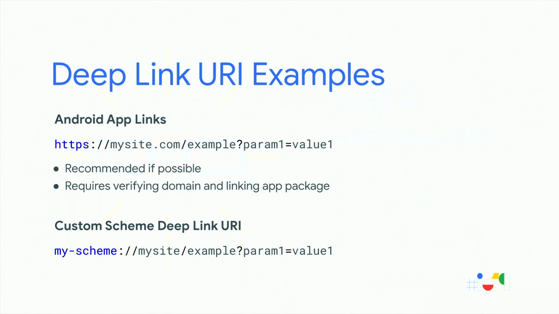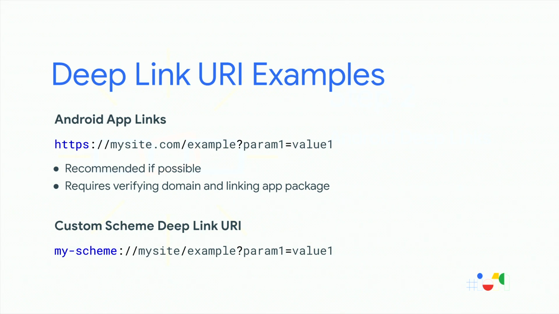Here's a few deep link URI examples. The first kind of deep links that we support are Android app links variety of deep links. You can see an example of an Android app links here. It just looks like a regular web URI. https mysite.com/example. Android app links requires that you verify ownership of your domain name and also your Android app. And that allows the Android system to connect through when one of those web links is encountered at the system level. Now, this is the recommended type if possible.